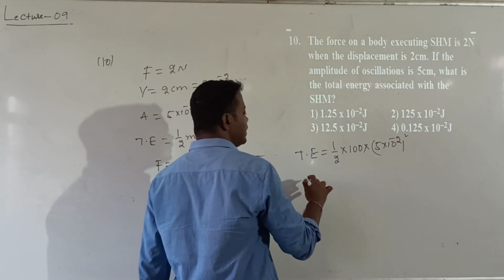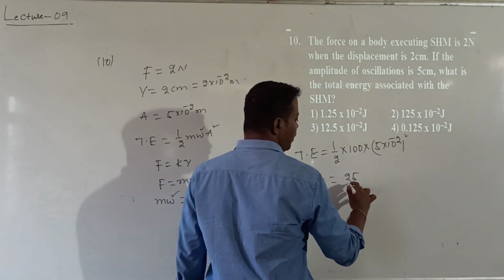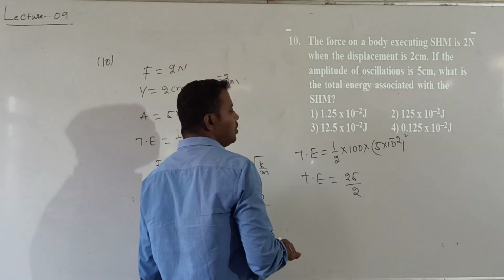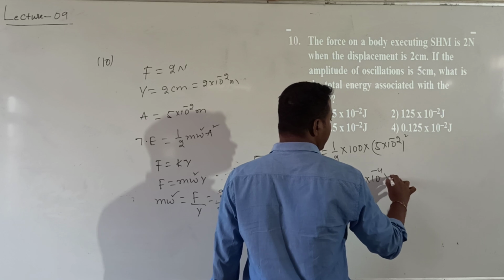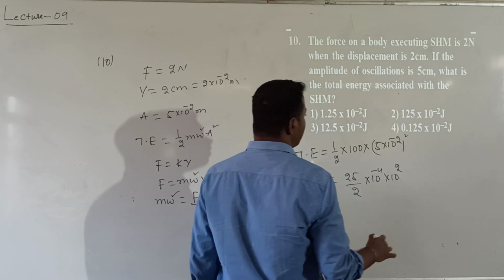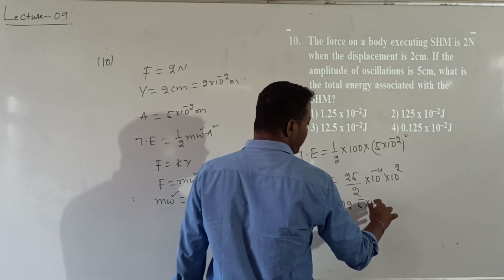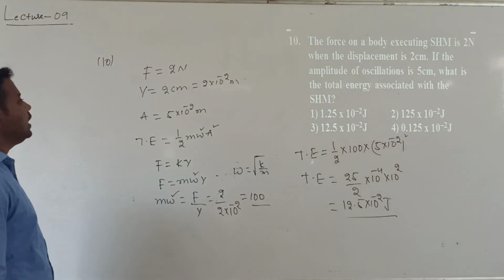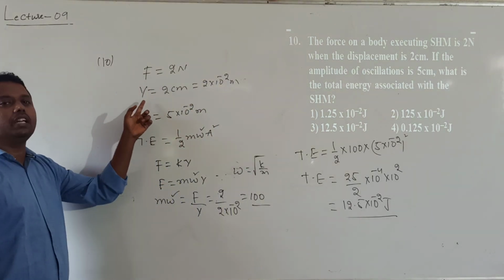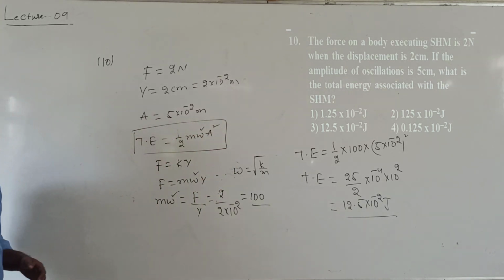So then the answer I get: total energy is equal to 25 by 2 into 10 power of minus 4 into 10 power of plus 2, which is equal to 12.5 into 10 power of minus 2 joules. Question understood? What do we want to calculate? Force given, displacement given, amplitude given, asking us to calculate the total energy. Okay, this is question number 10.